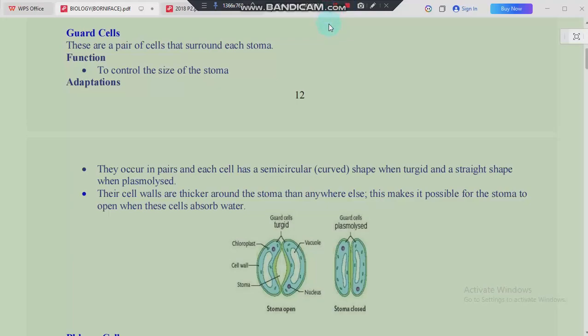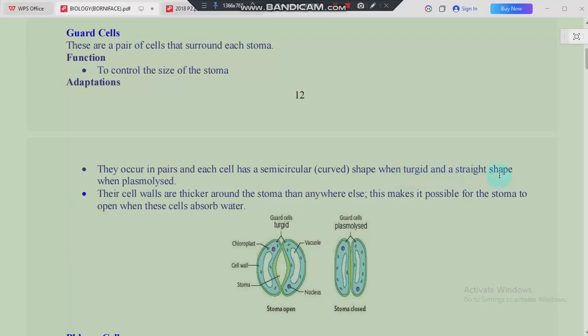All right, so let's continue with the guard cells. We are saying these guard cells are a pair of cells that surround the stoma. And the function of the guard cell is to control the opening and closing of the stoma. The adaptations which these guard cells have: number one, they occur in pairs, and each cell has a semicircular curved shape when it is turgid. To be turgid means it has gained water, all right?